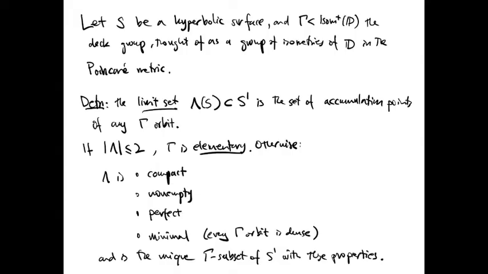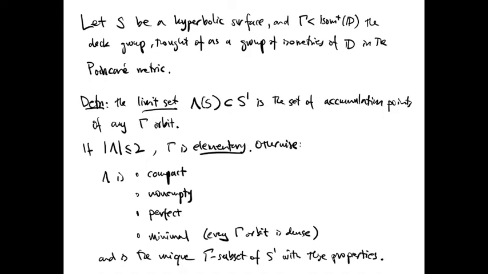Let S be a hyperbolic surface. We're going to think of its fundamental group as a group of isometries of the unit disk in the Poincaré metric, and we're going to denote it by gamma. The limit set of S, denoted lambda, is a subset of the unit circle, which is defined to be the set of accumulation points of any gamma orbit.